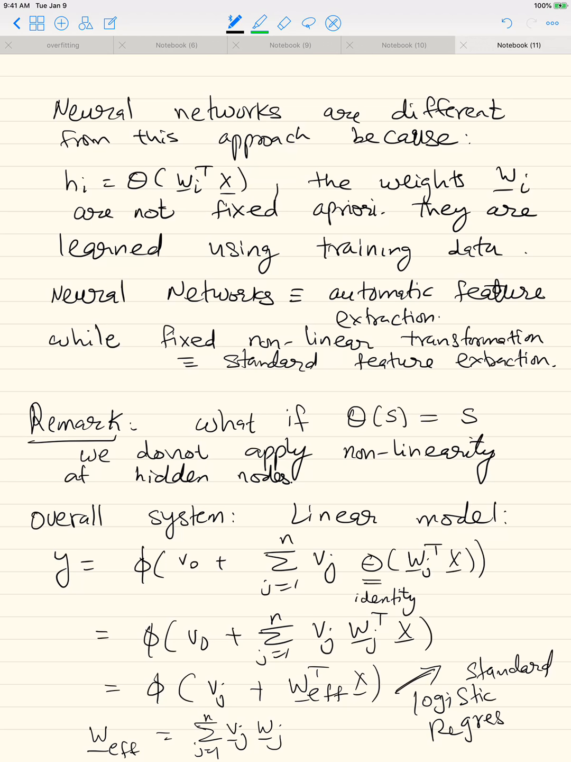So in absence of the nonlinear transformation, adding the intermediate layer in the neural network does not change the model. It is still overall a standard linear model. Thus, adding a nonlinear transformation at each hidden node in the network is extremely important in order to get a nonlinear system overall.